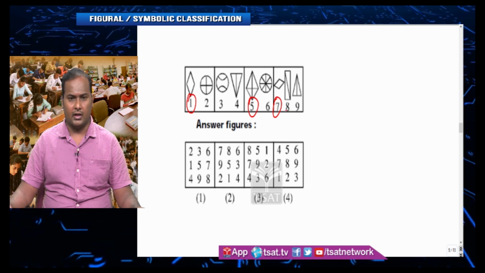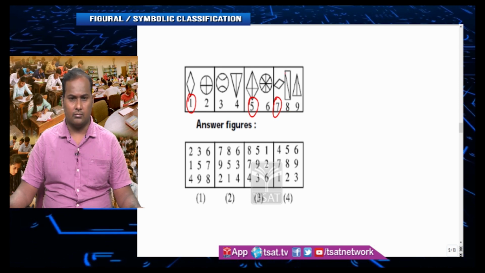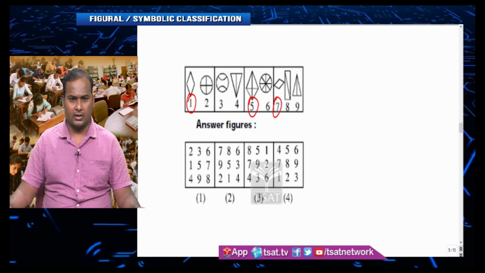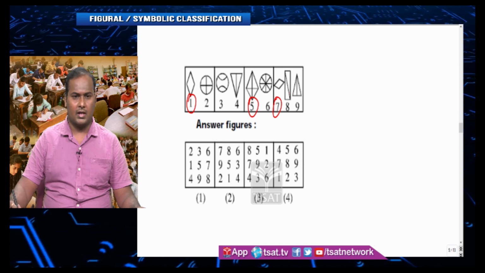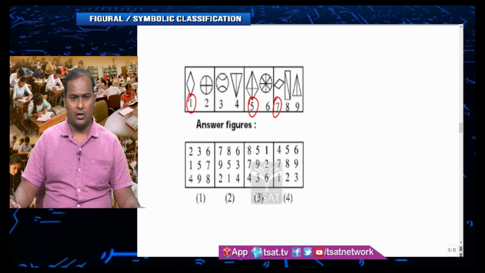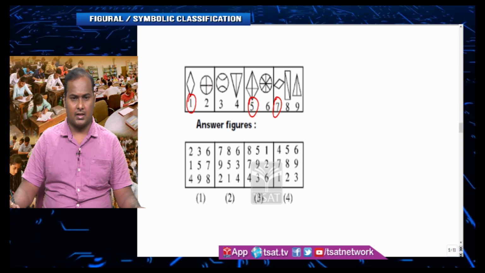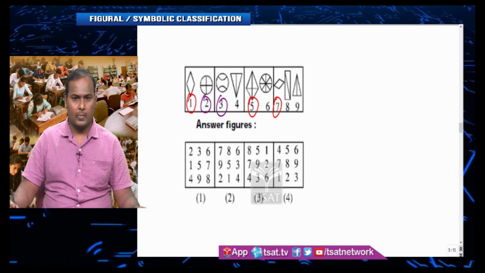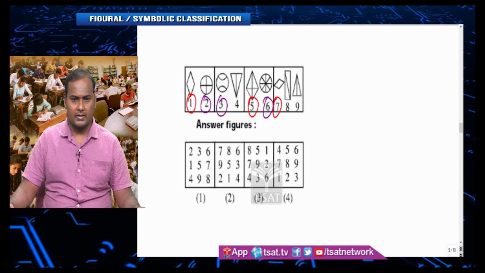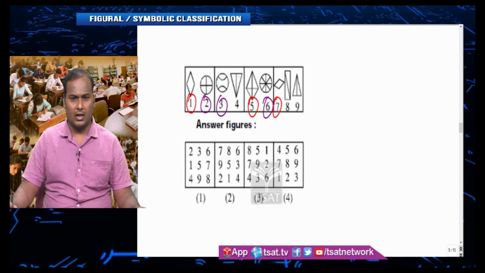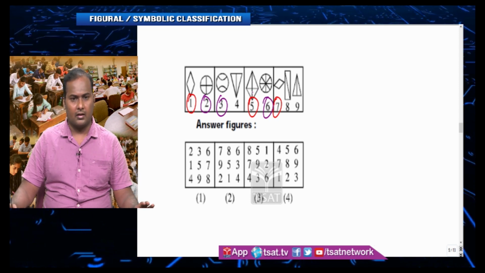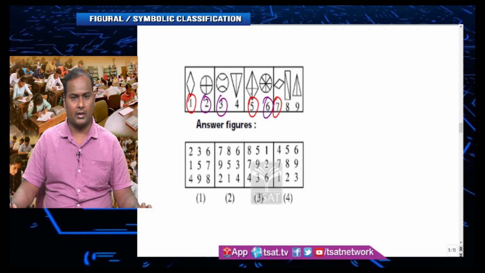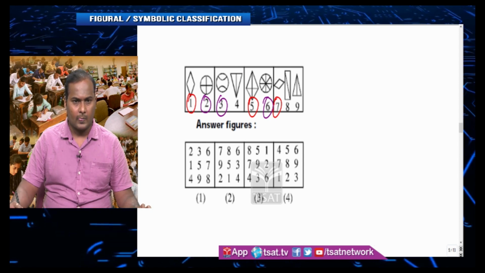But the thing is, in the 8th one, you can see a line is passing through the center crossing. Now you see the remaining circles. In figure 2, there are circles. So what are the circle figures? 2, 3 and 6 are circle figures. So the common character is circle.